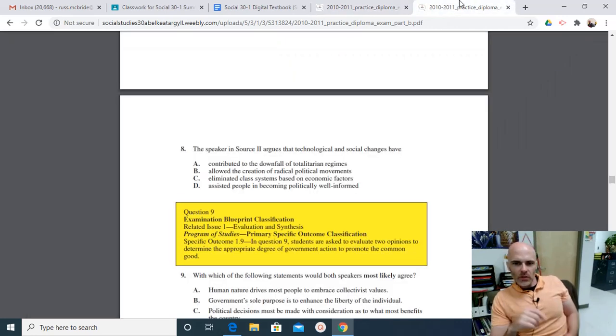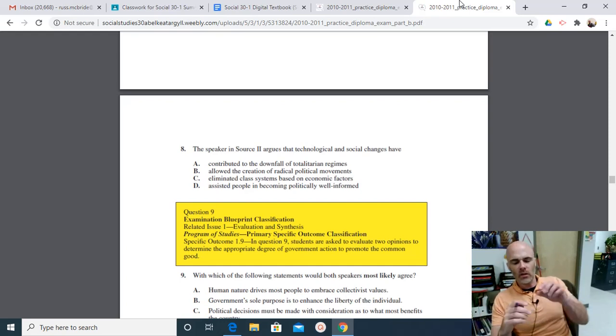Contributed to the downfall of totalitarian regimes. Well, we can infer that they would argue that it would help. That is a maybe. Allowed the creation of radical political movements. There's no suggestion of people being radicalized by technology in this. Eliminated class conflicts, class systems. They don't really mention this. You know, it hasn't led to a redistribution of economic power. It talks about political power. Assisted people in becoming politically well informed.